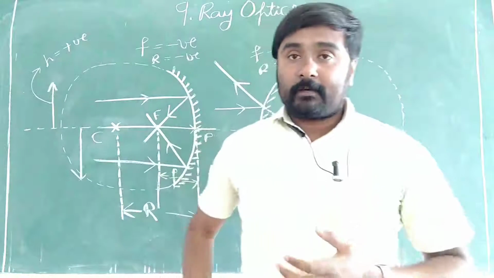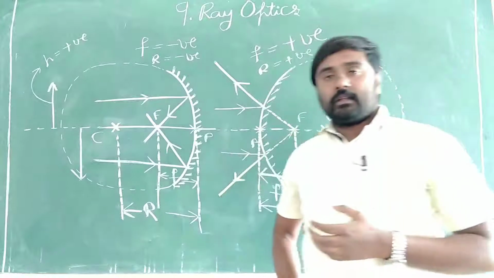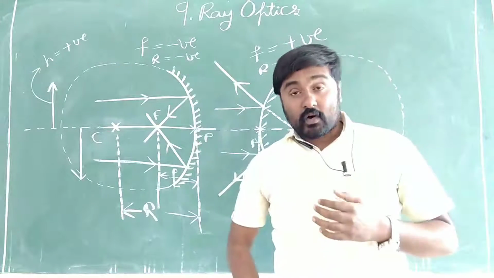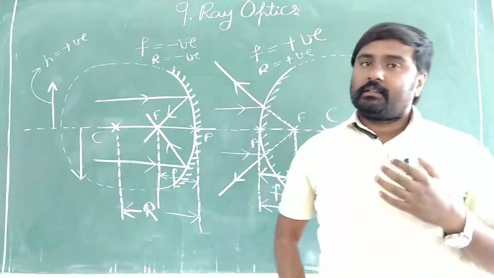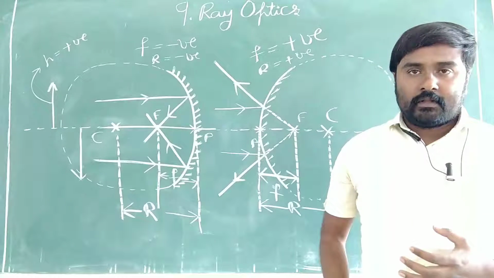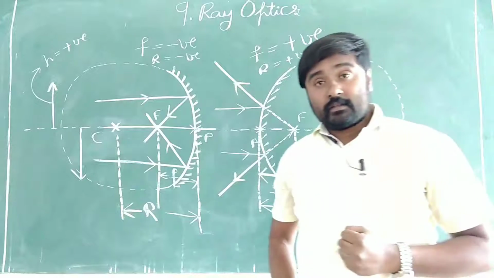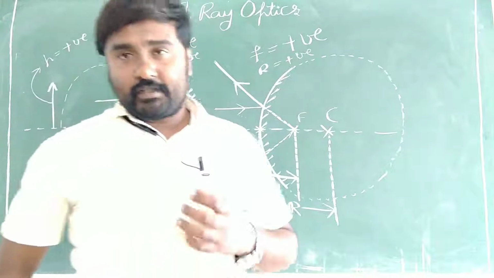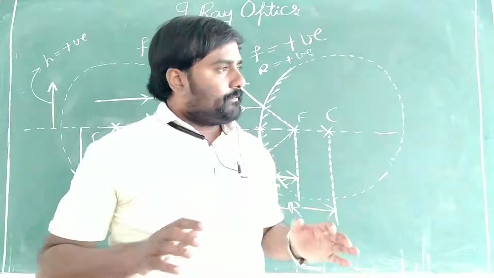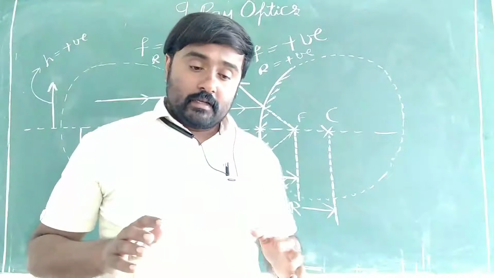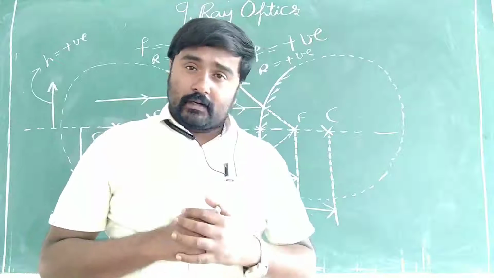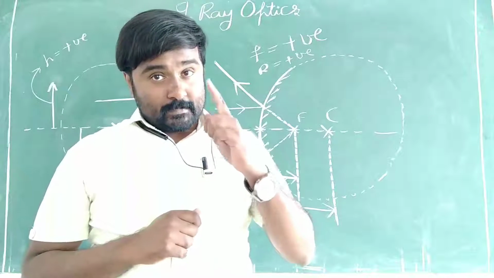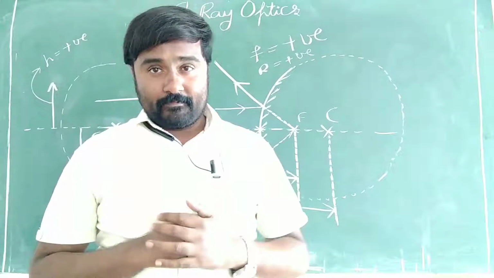So these are six very important new Cartesian sign conventions. Okay, the first new Cartesian sign convention is all the ray diagrams are drawn with the incident light traveling from where to where?